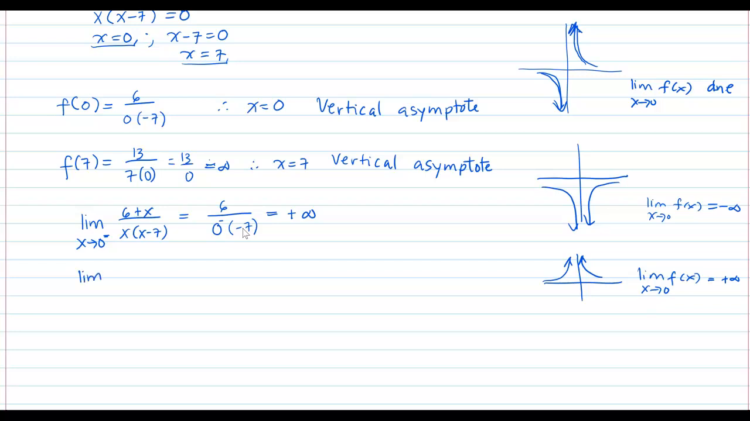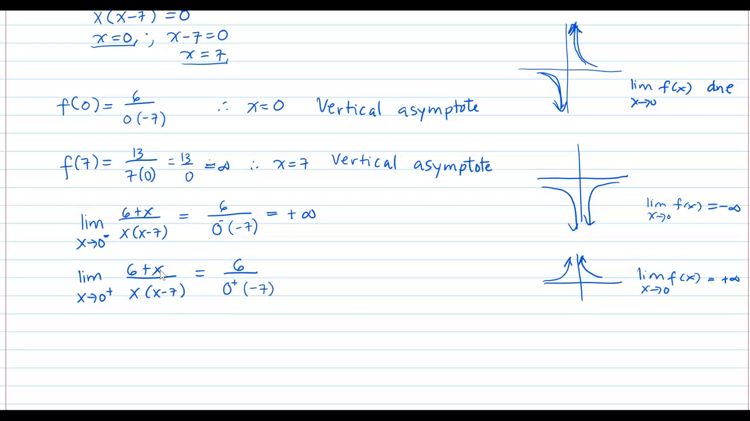Now, let's take a look at the right-hand limit. So limit as x approaches 0 from the right of 6 plus x over x minus 7. The numerator will just be 6. If you plug in, you will have 6 plus 0. 0 plus is still positive 6. And then here, the denominator will be 0 plus. Now, 0 minus 7, that's negative 7.